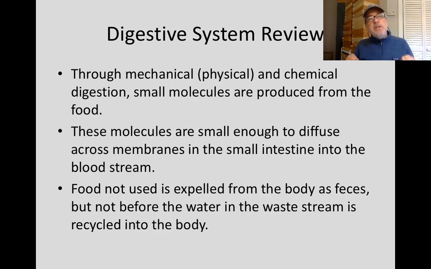So, in review of the digestive system, we have mechanical, which is physical digestion, and chemical digestion, and by that process, small building block molecules are produced from the food. These molecules are small enough to diffuse across the membranes in the small intestine, to be actively transported across the membranes in the small intestine, where they are put into the bloodstream. Food that is not fully digested or is not used or absorbed by the small intestine is expelled from the body as feces, but not before the water has been removed in the waste stream.